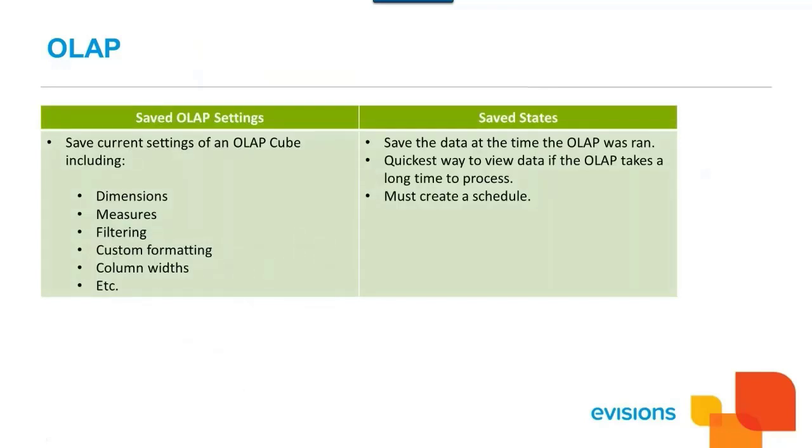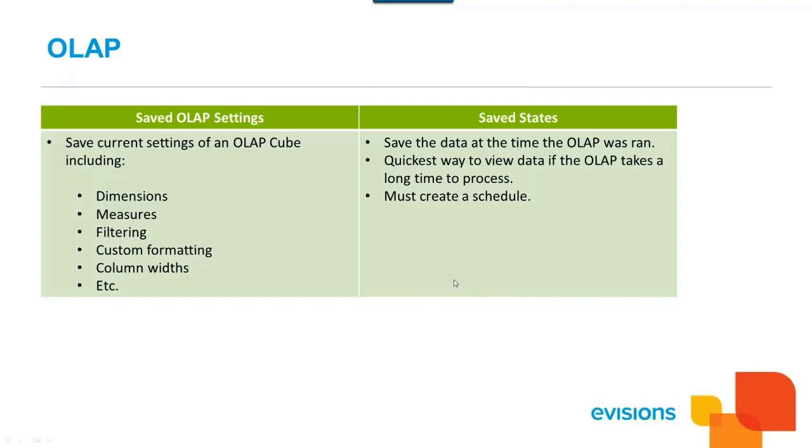There are two additional options for the OLAP cubes. We have the Saved OLAP Settings and Save States. Save Settings allows the user to save the current settings of an OLAP cube. The saved settings include items such as the current dimensions, measures, filtering, any custom formatting, column widths, etc., so that you can quickly return to the same cube view you had previously.